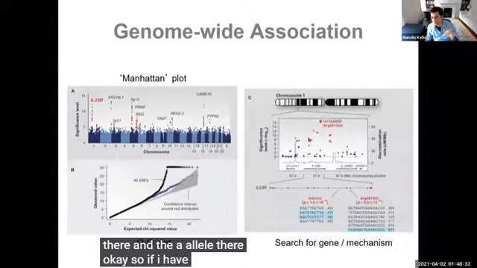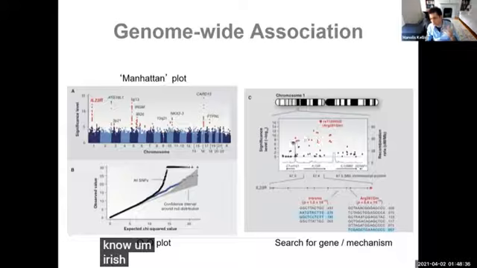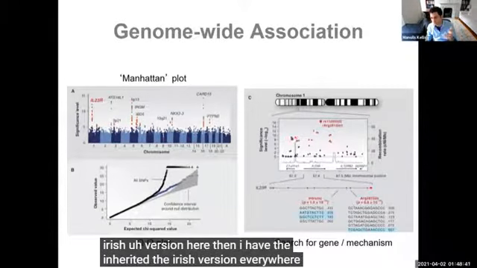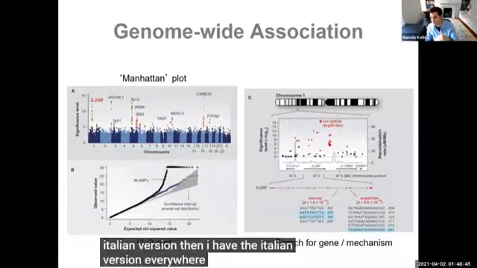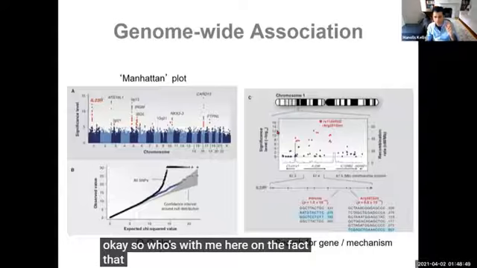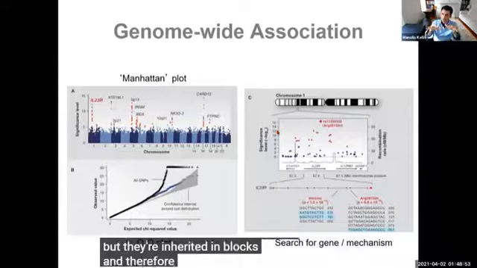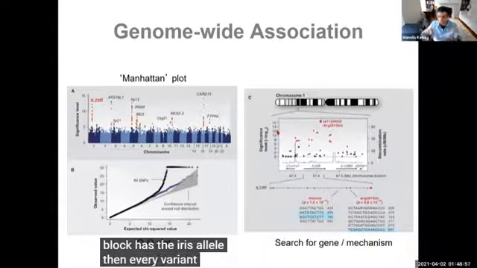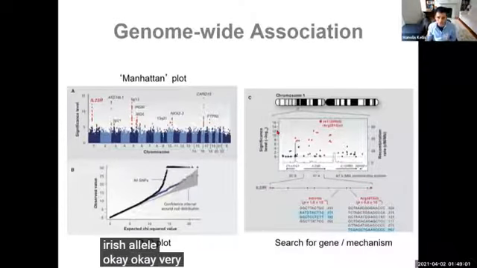Okay, so if I have inherited the, I don't know, Irish version here, then I have inherited the Irish version everywhere. But if I have inherited instead the Italian version, then I have the Italian version everywhere. Okay, so who's with me here on the fact that variants are not inherited in isolation, but they're inherited in blocks? And therefore, if one variant in that block has the Irish allele, then every variant in that block has the Irish allele. Okay, very cool.